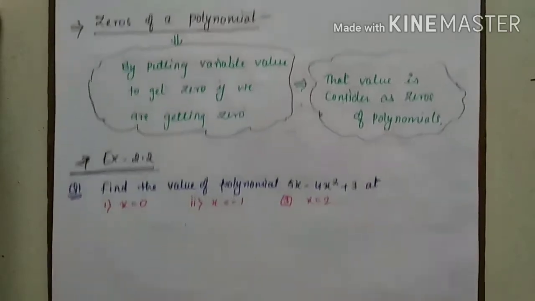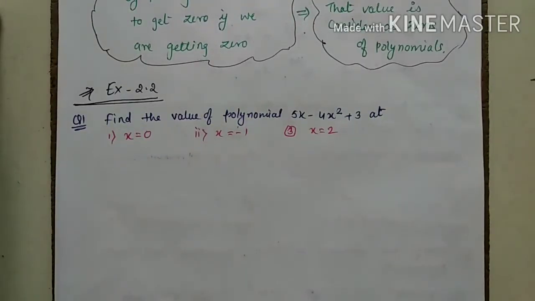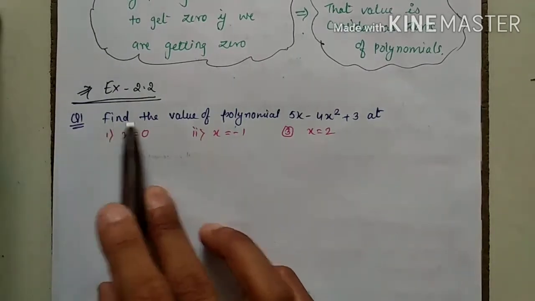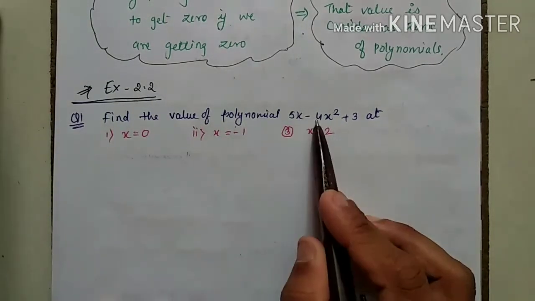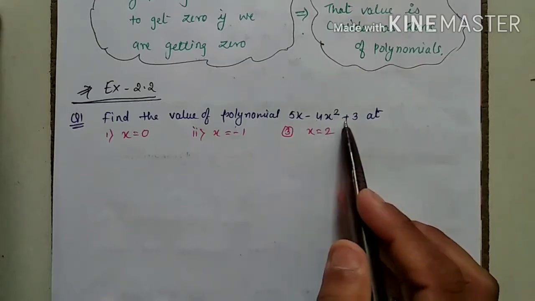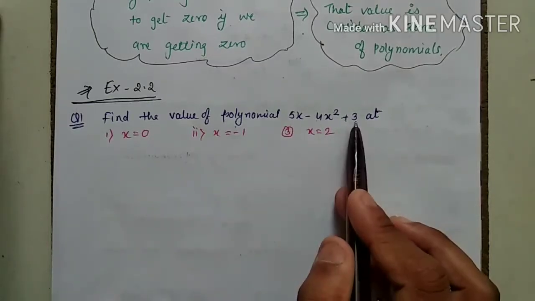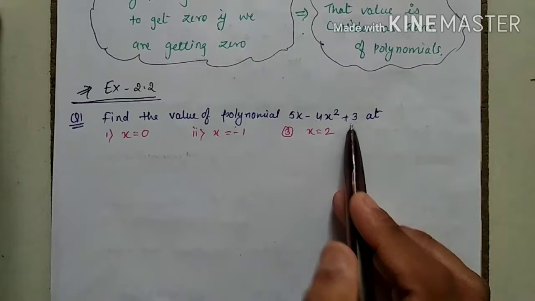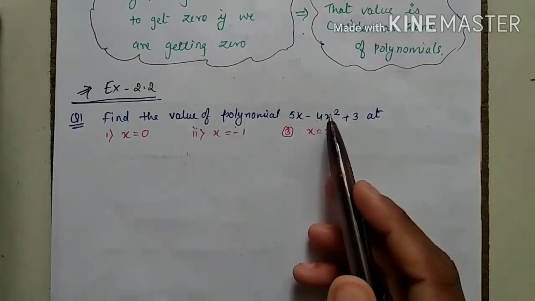Now come to Exercise 2.2. I am writing the question here. Just see the solution. Find the value of the polynomial 5x minus 4x square plus 3. You have to see the value of the polynomial. If you get 0 by putting the value, then you can say it is a zero; otherwise you have to find the value.